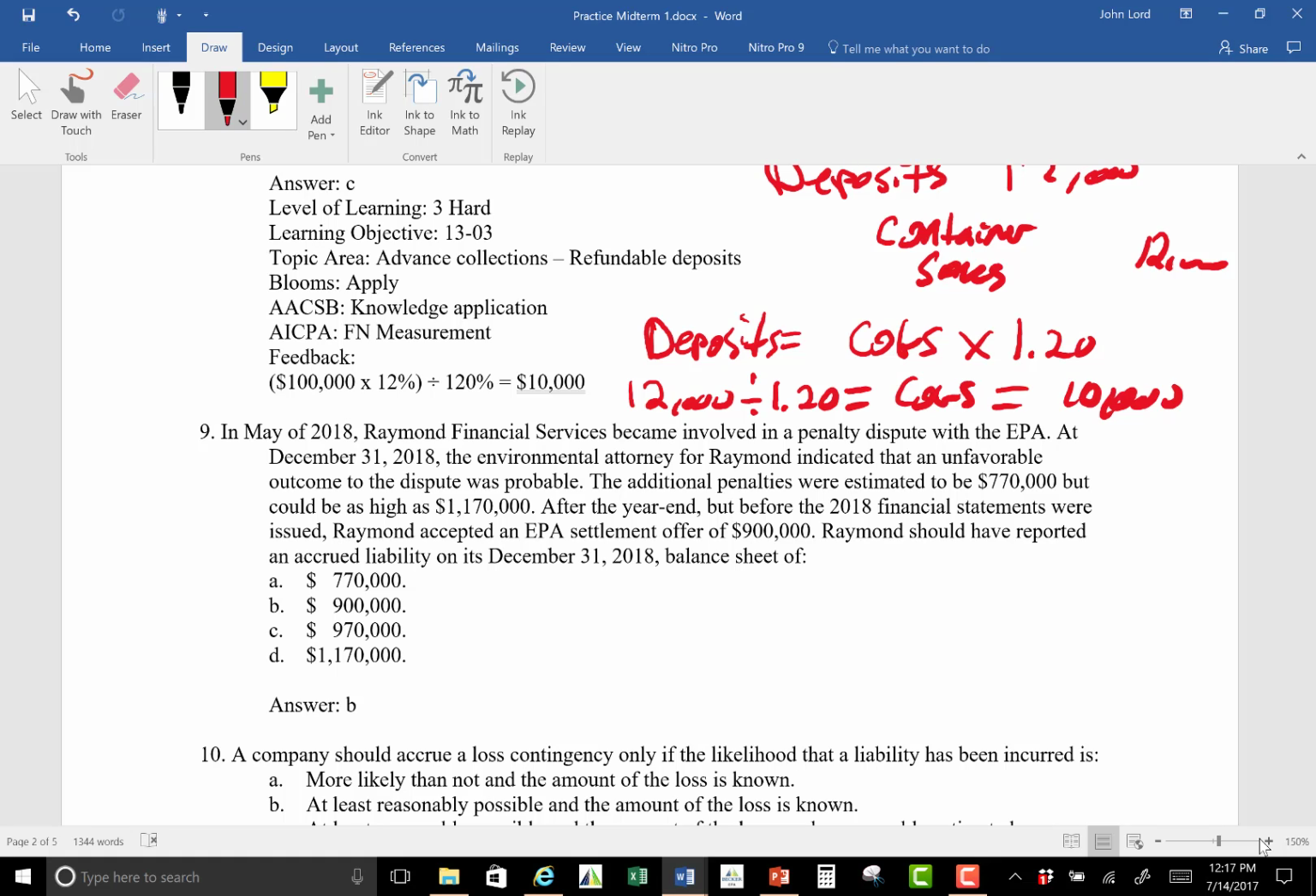How could he have known that settlement would be 900,000? They settled with the EPA. Was it February? When did they say they settled? After year end. Oh, they don't say February, I'm making that up. They say before the issuance of the financial statements, they settled, right? So the question is, what should appear on the 2018 statements? That's right. Even though the final settlement didn't come until sometime in 2019, we still booked that because the conditions were in place on or before the balance sheet date.